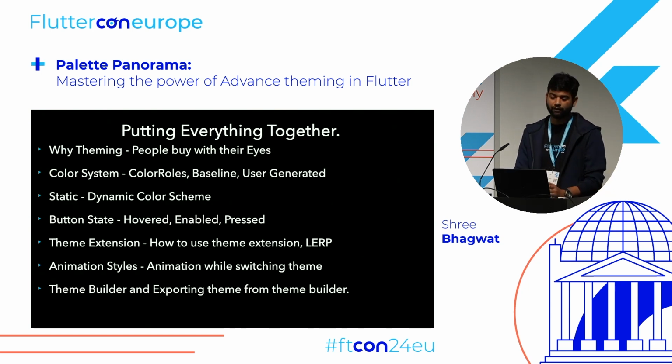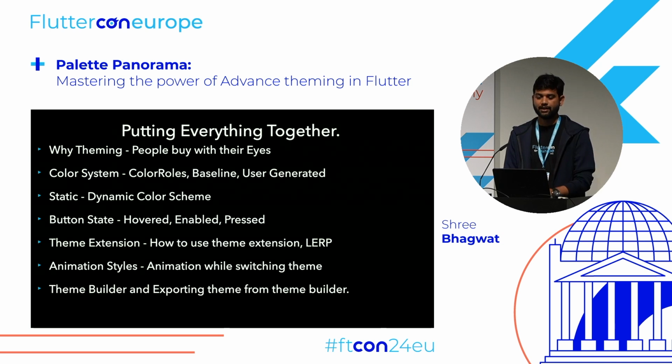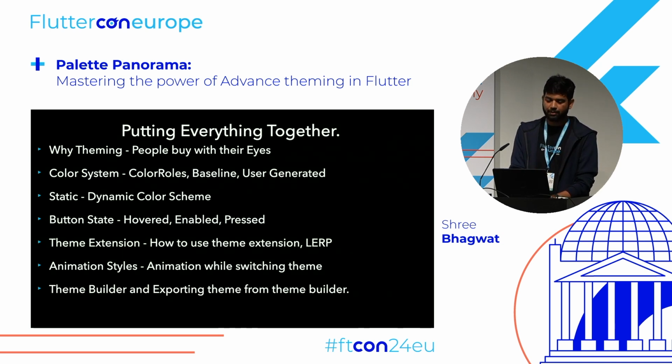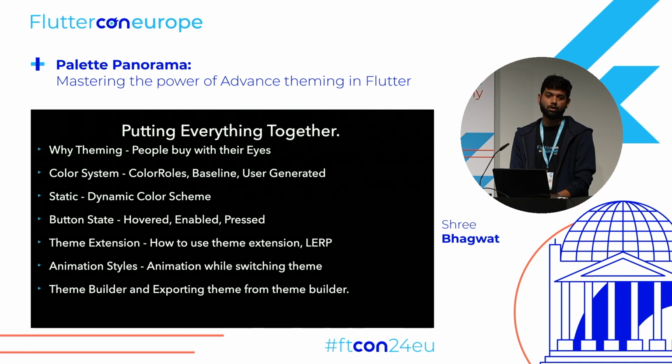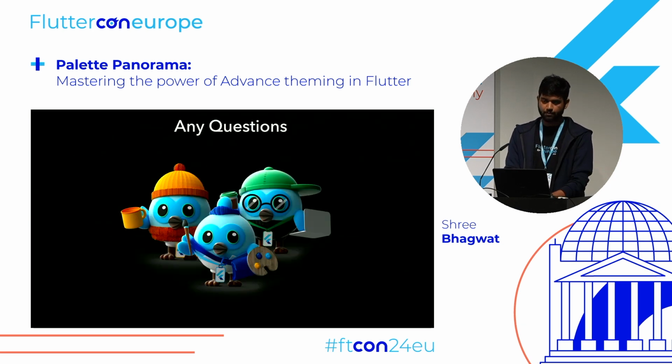So again, to revise from the start, we covered why theming, because people buy with their eyes. Color system, then we checked what color roles are, baseline colors, user generated colors, then static dynamic color scheme. In button state, we covered what is hovered, enabled, pressed, and multiple kinds of the different states of the button. Then we checked what theme extension is and how to use theme extension and what lerp was. Then we checked animation styles, how you can change the animation between switch of themes. And then we checked theme builder and how you can export theme from that theme builder part. Any questions?